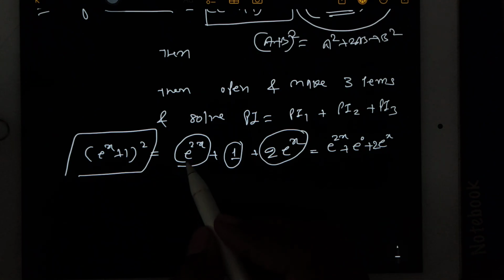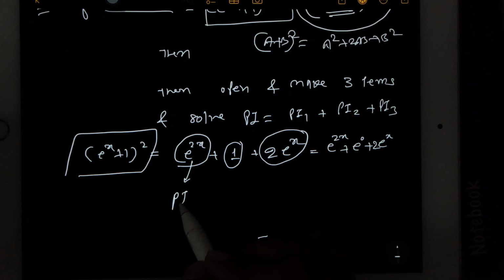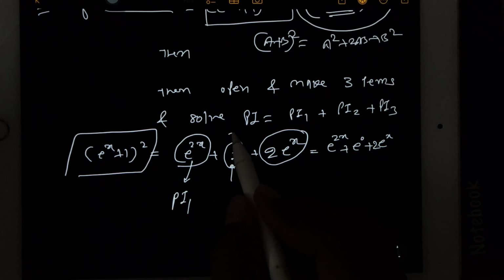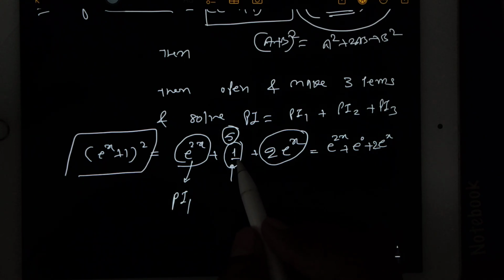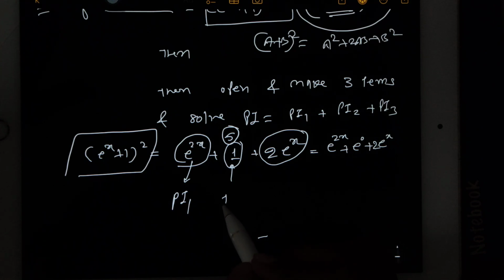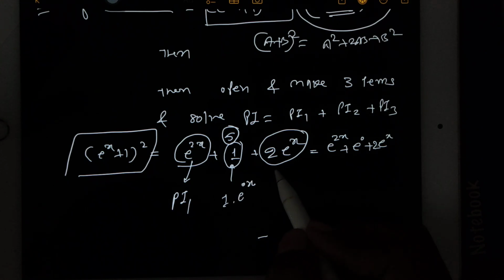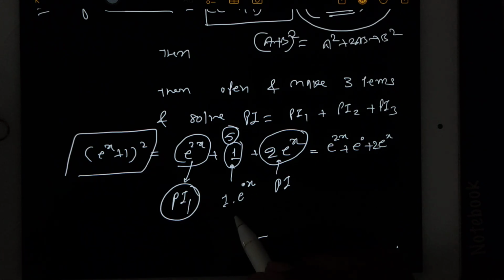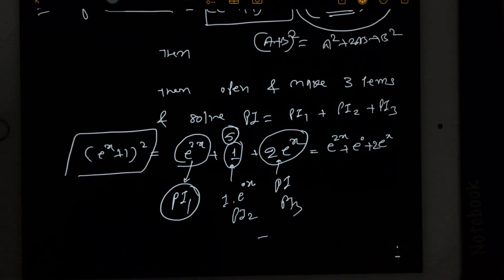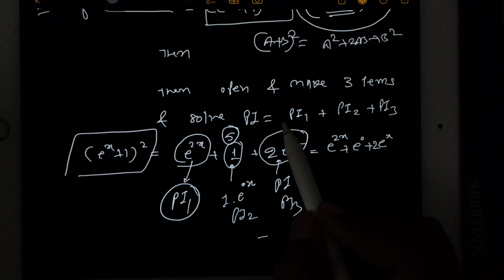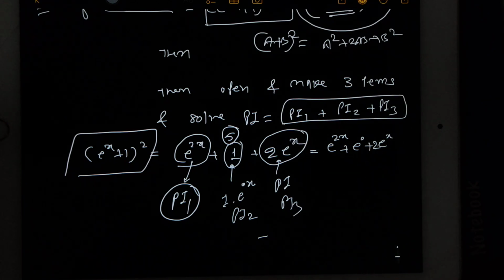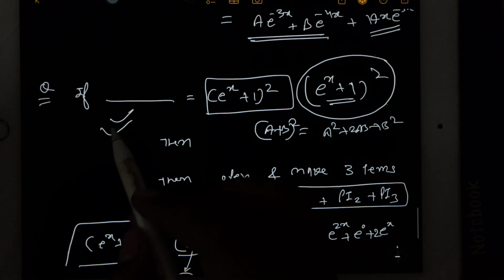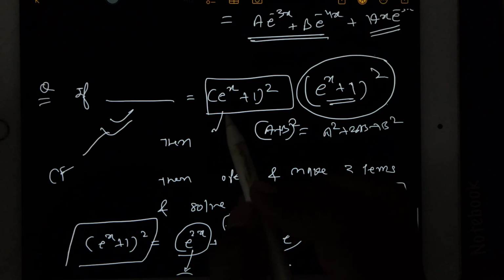Okay, now in this e power 2x, you will find a separate PI1. For this one, how did you find it for 5 in the previous example? In the same way, you will find it for this one also. How? 1 into e power 0x. Okay, and for this, as it is, PI. So PI1 you have to calculate, PI2 you have to calculate, PI3 you have to calculate. Okay, so PI1, PI2, PI3 all, and in the last you will substitute. So I could have given any question here in which you will calculate CF and then 3 types of PIs.